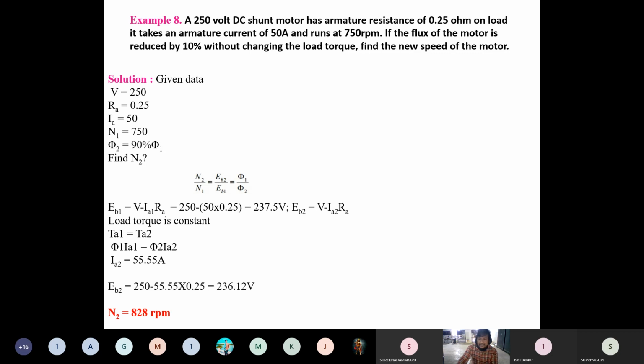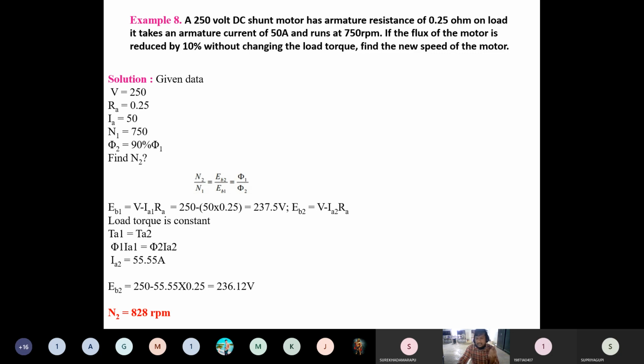Next, determine EB2. EB2 is equal to V minus Ia2 Ra, but we don't know Ia2. They gave the current at the speed N1, that is Ia1, 50 amperes at 750 rpm. But we don't know Ia2, but they gave one relation: flux is reduced without changing the torque. Torque does not change, so torque remains constant.